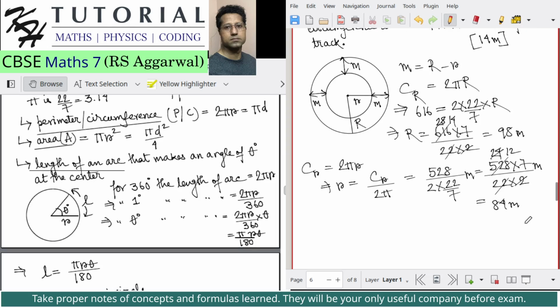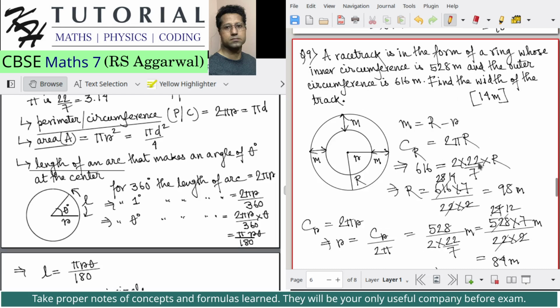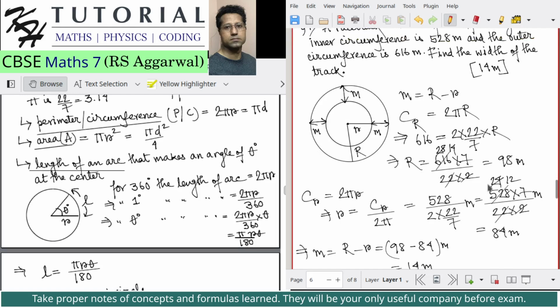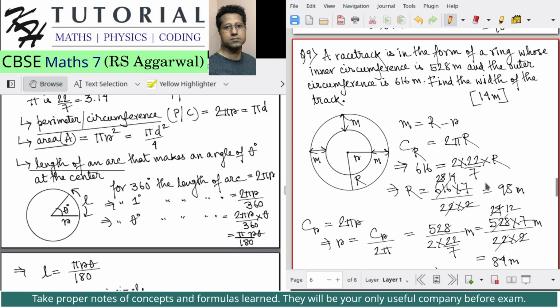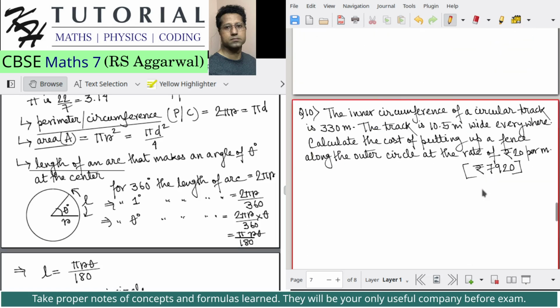So this implies the width of the circular track m is equal to capital R minus small r, which is equal to 98 minus 84 meter, which is equal to 14. 14 meter is the width of the circular race track. Okay, let's do the next problem, the last problem.